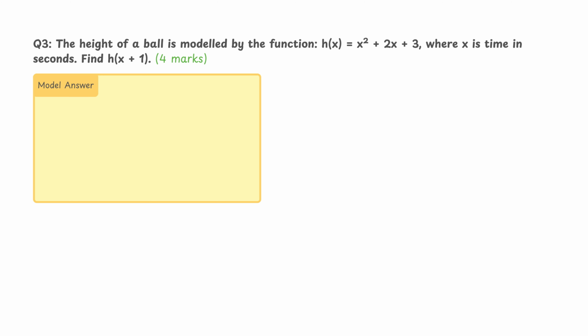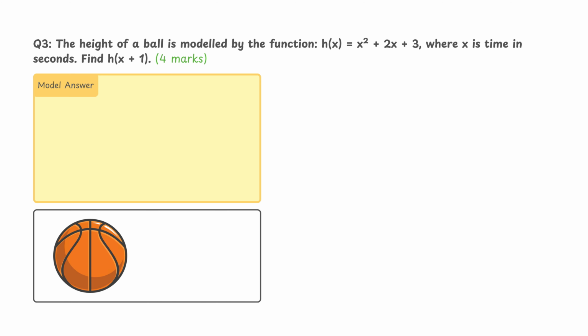Now let's move on to the final question. We are told that the height of a ball is modeled by the function h of x equals x squared plus 2x plus 3, where x represents time in seconds. And we are asked to find h of x plus 1. This question is worth 4 marks.